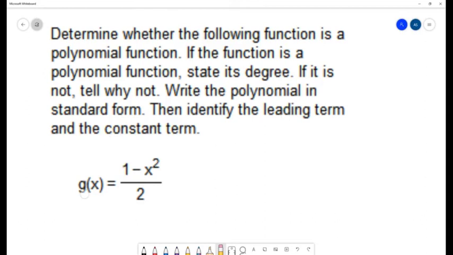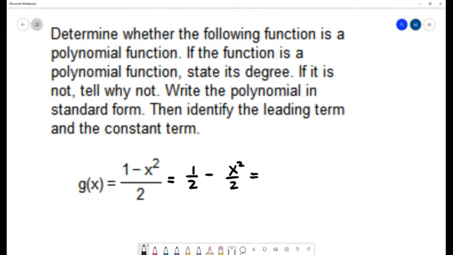So we have the function g of x equals 1 minus x squared over 2, and at first glance you might think that this is not a polynomial because of the fraction. But looking in the denominator of the fraction, we don't have a variable, so it can be a polynomial function. So I'm going to rewrite it in the standard form by breaking up this fraction. That would be 1/2 minus x squared over 2.